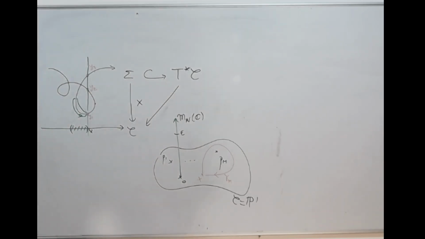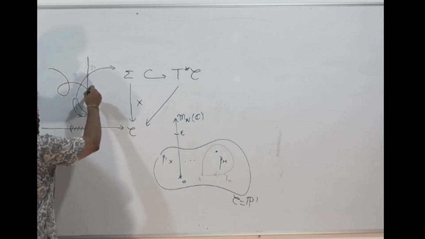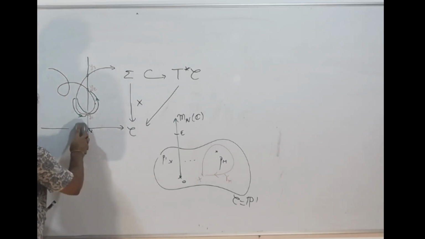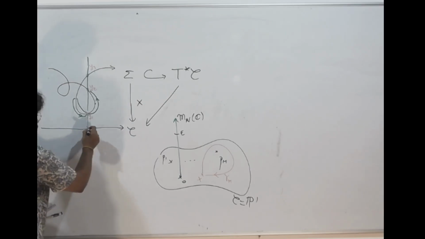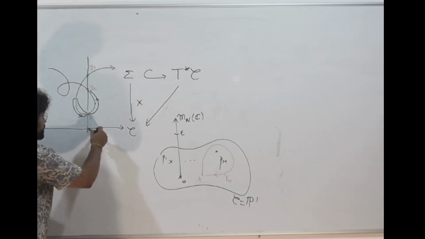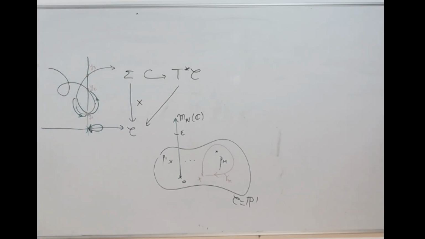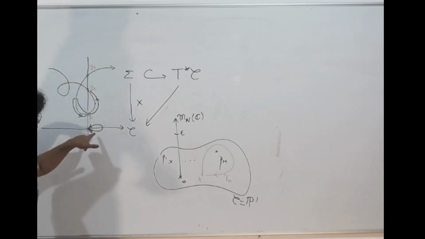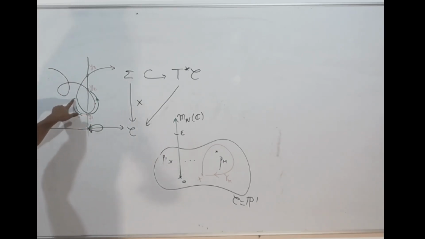Now, this is for closed loops. But you can also have an open arc upstairs, which projects down to a closed loop downstairs. And so to describe such open arcs, you need both the closed loop downstairs and the information that you're changing sheets upstairs.